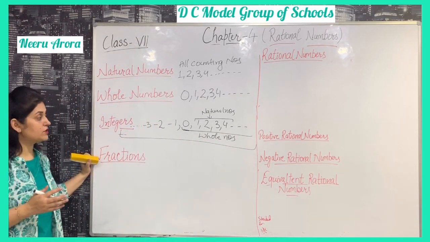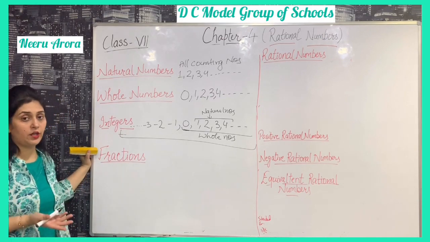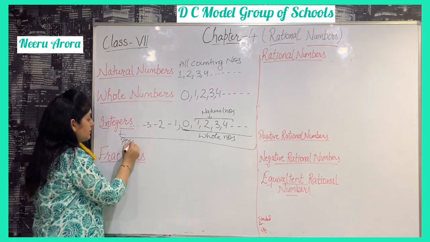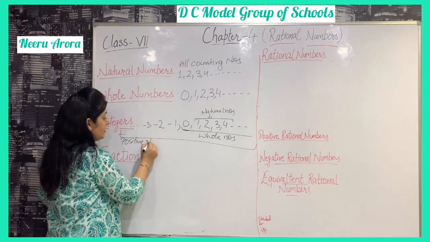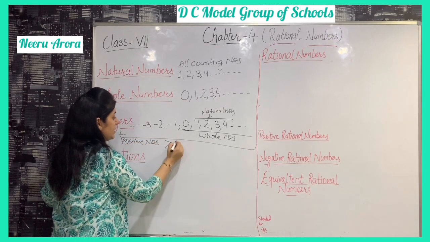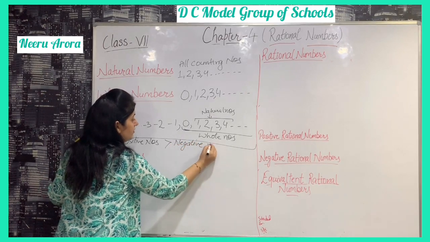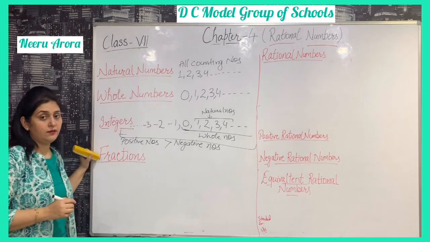Now 0, we know 0 is neither positive nor negative, and we also know that positive numbers are always greater than negative numbers.